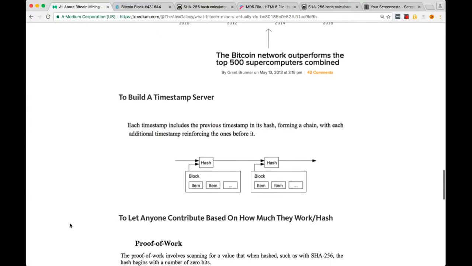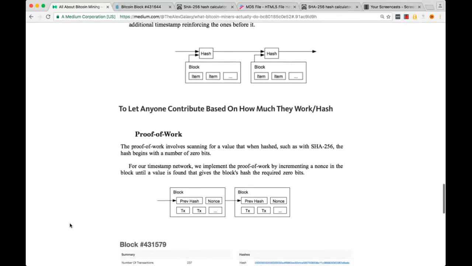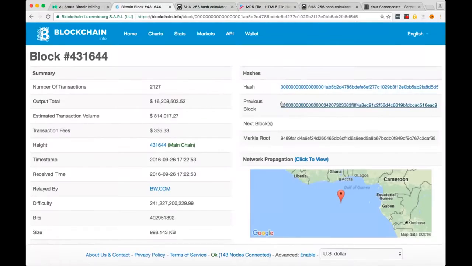And then Satoshi added one more brilliant ingredient, how to let anyone contribute to this blockchain based on how much they work. So the proof of work involves scanning for a value that, when hashed with the SHA-256 algorithm, gives a specific number of zeros. So as I said here, miners are looking for 17 zeros.